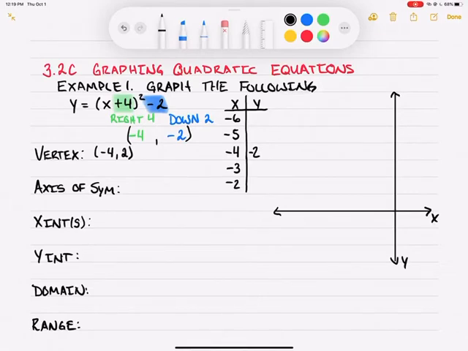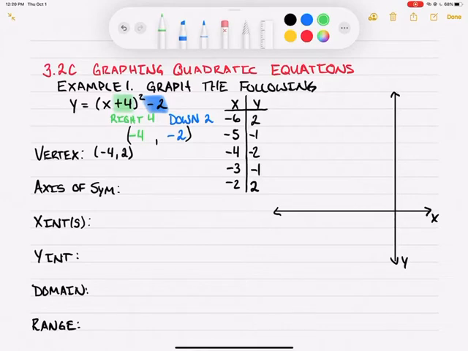So if I plug in negative 6 plus 4 is negative 2, negative 2 squared is 4, 4 minus 2 is positive 2. If I plug in negative 5 plus 4 is negative 1, negative 1 squared is 1, 1 minus 2 is negative 1. If I plug in negative 3 plus 4 is 1, 1 squared is 1, 1 minus 2 is negative 1. And if I plug in negative 2, I'm going to end up again with positive 2, because negative 2 plus 4 is 2, 2 squared is 4, 4 minus 2 is positive 2. So these are the points I'm going to use to graph.